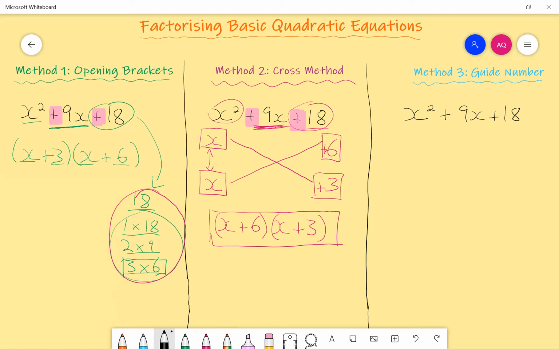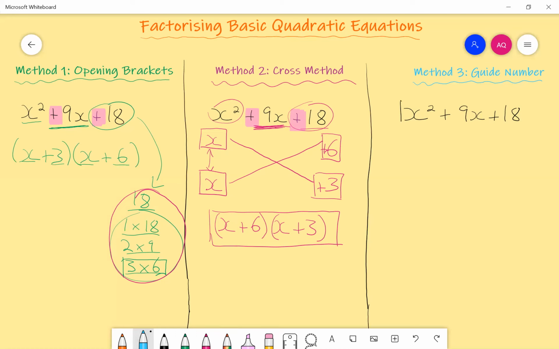Personally, I prefer to use either method 1 or method 2 when we have no number in front of the x squared, whereas method 3 is a little bit better when we have a number in front of the x squared and it's a little bit harder to find the factors. So the guide number, what we need to do is multiply the number that's attached to the x squared, which in this case there is no number, so that's the same as it being 1x squared.